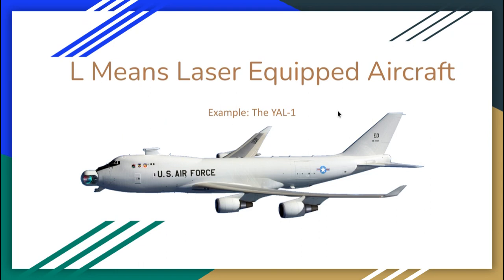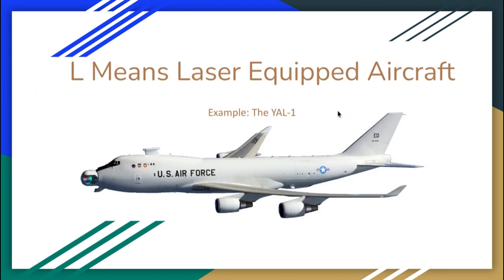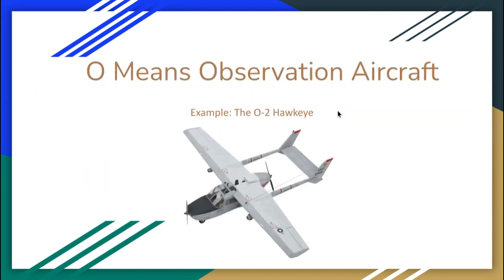L means laser equipped aircraft, and my example is the YAL-1. Laser equipped aircraft are developed for, honestly, I kind of don't know. The reason I don't know is because there's only one laser equipped aircraft as of the making of this presentation, and that is the YAL-1. So yeah.